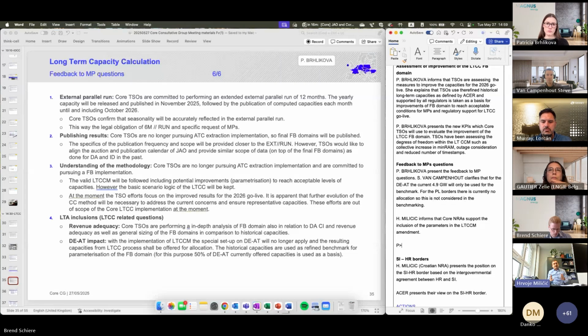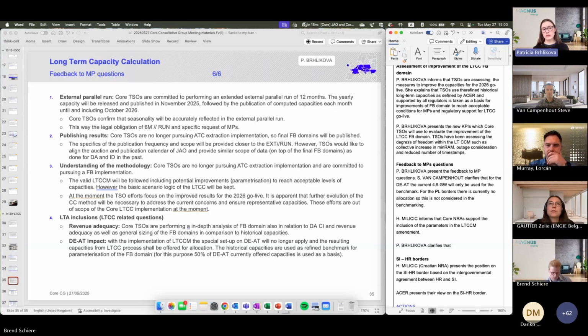Because then we can expect some new results about the outcome of the whole capacity calculation and allocation process. Thank you. Yeah, so indeed, as mentioned, the specifics of the external parallel run and how it will function will be provided later on. But already today, I can tell you that besides the coordinated capacity calculation, the flow-based setup for allocation will also be mimicked during the external parallel run.